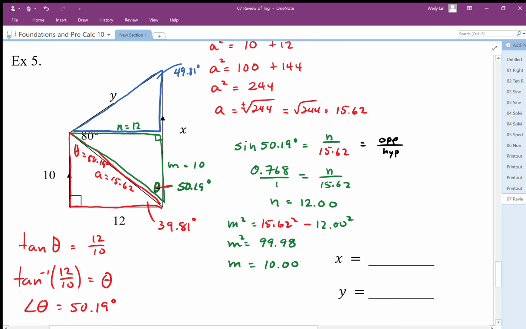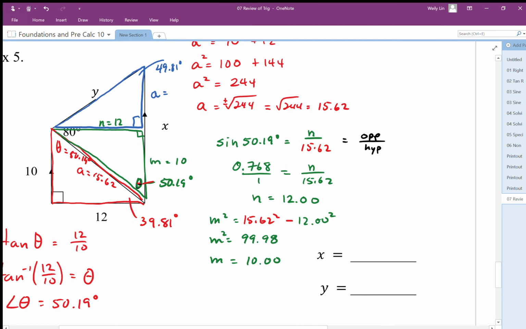Okay, so there's my right triangle. Have this side here. Let's call that side A, maybe. Okay, so I need to solve for side A. So m plus a will give me the length of x, and then I can use trig to find side y. Let's find side y first.